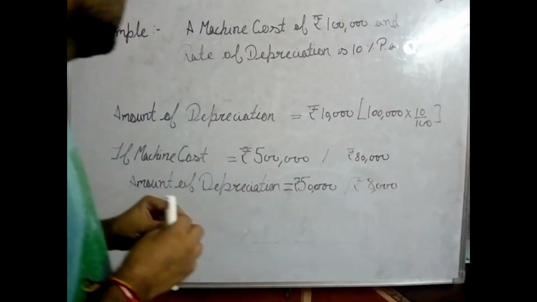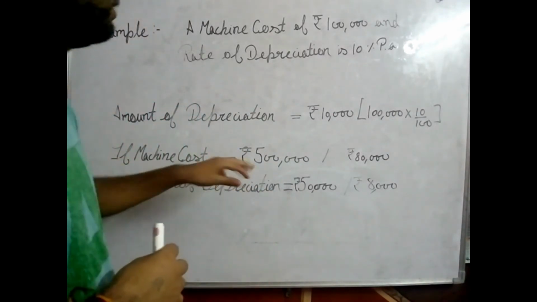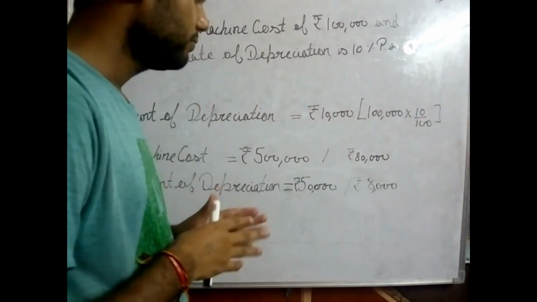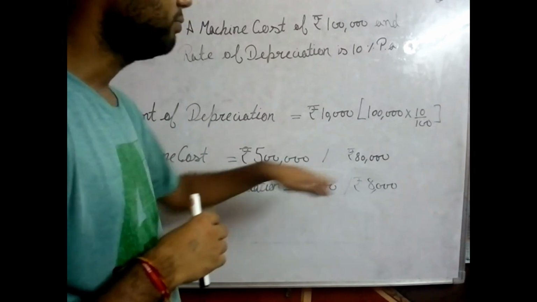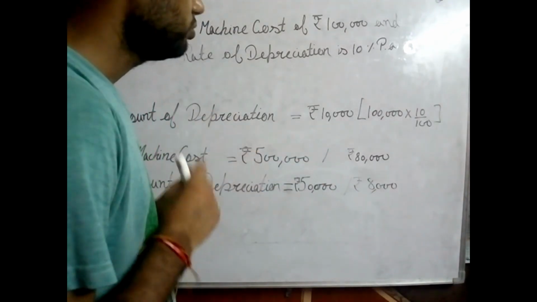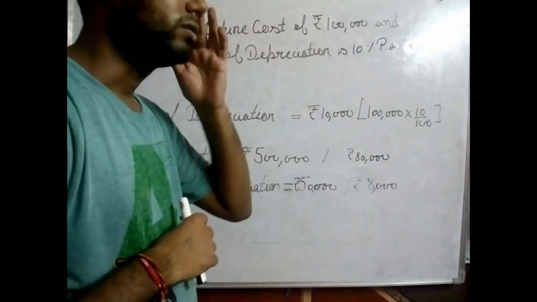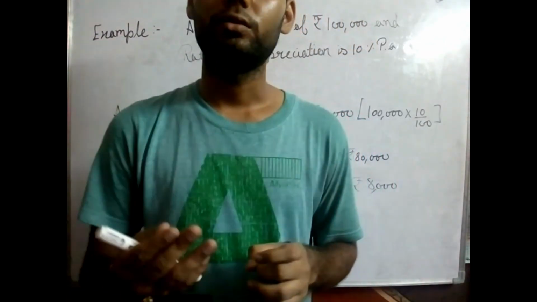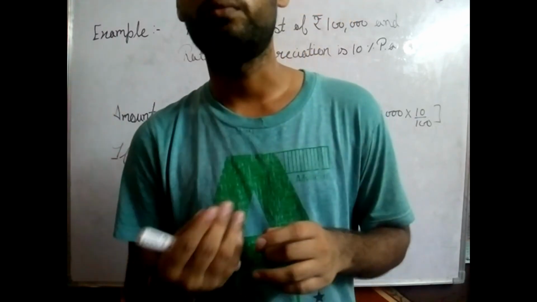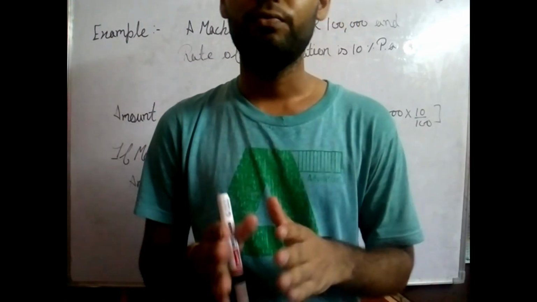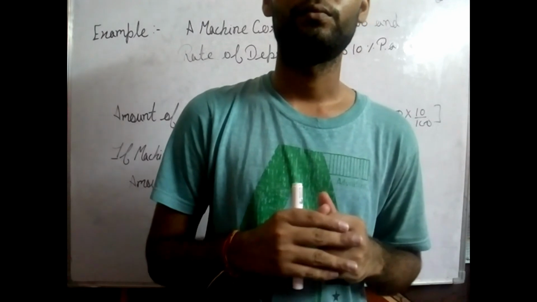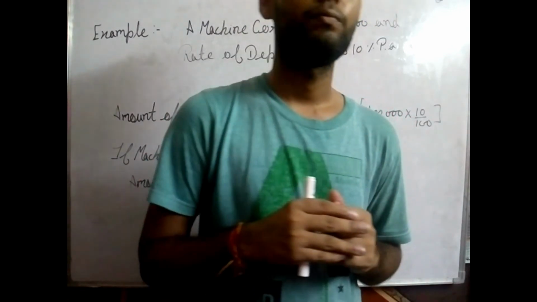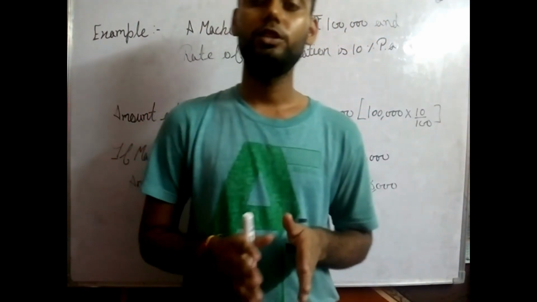If the machine cost increases up to 5 lakh, then the amount of depreciation is equal to 50,000, and if the machinery cost decreases to 80,000, then the amount of depreciation is equal to 8,000. Now you can see, if the machinery cost increases from 1 lakh or decreases from 1 lakh, it does not affect the rate of depreciation. I hope you understood what is flat rate, and it's enough for this video.